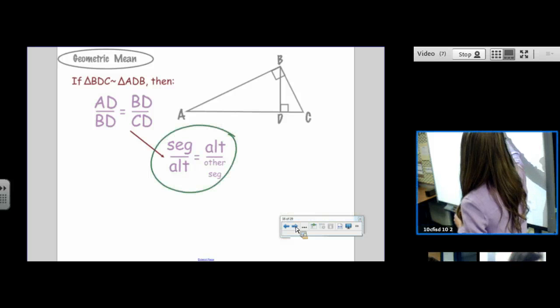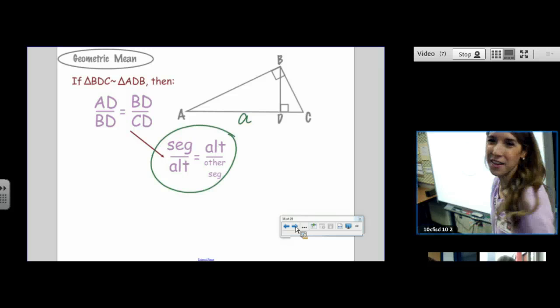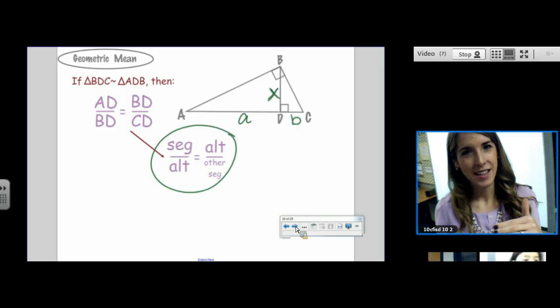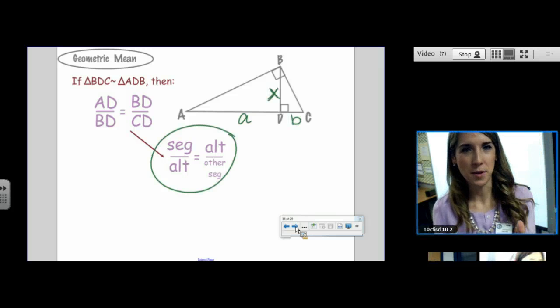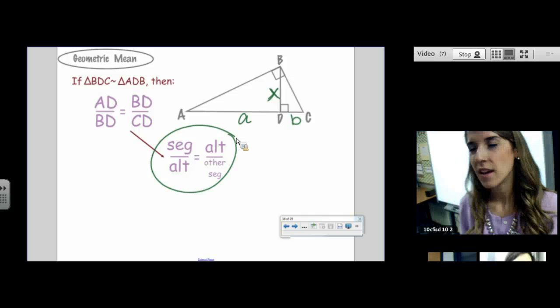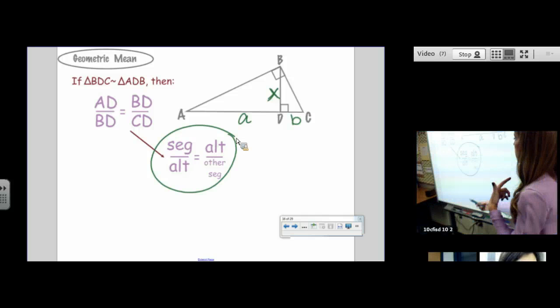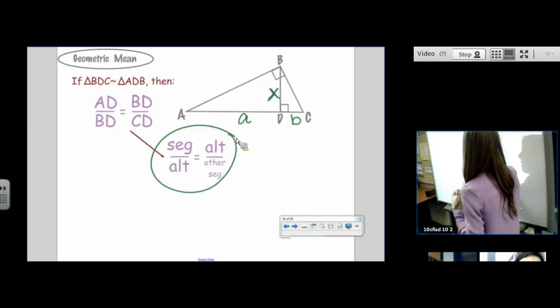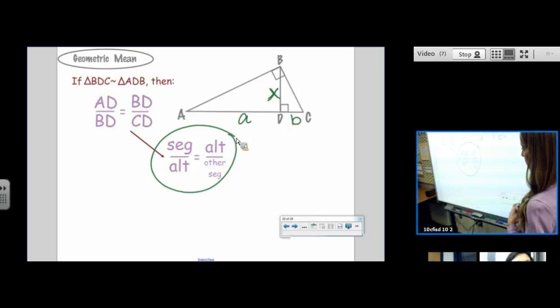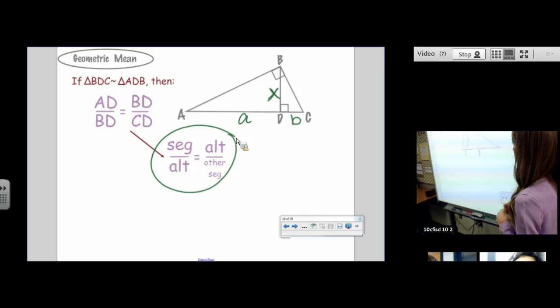Segment is to altitude as altitude is to the other segment. I couldn't call it seg again because I'd be afraid you'd use the same number twice and that would get you into a mess. Okay, so the segment of the hypotenuse over the altitude equals the altitude over the other segment of the hypotenuse. Okay, try it.